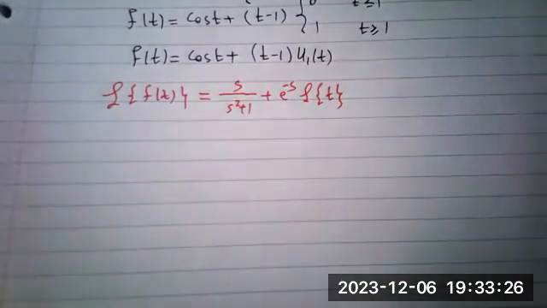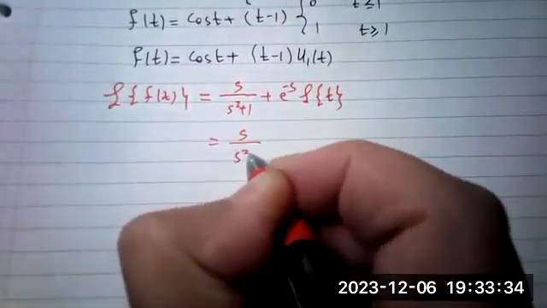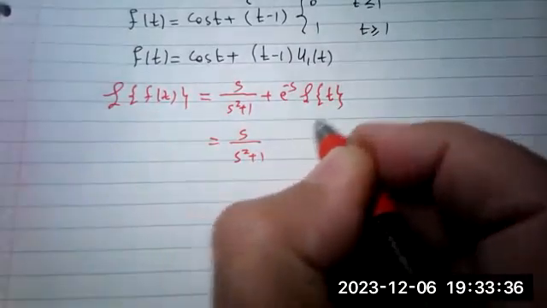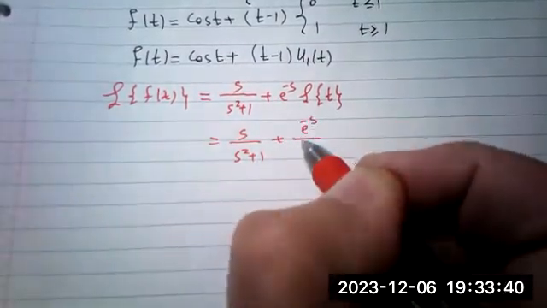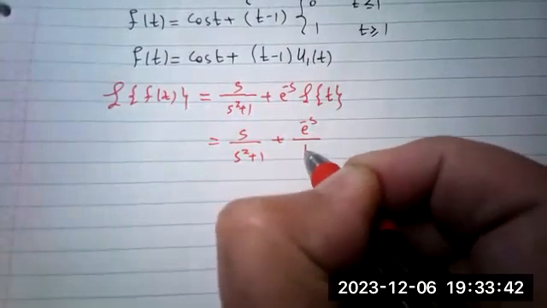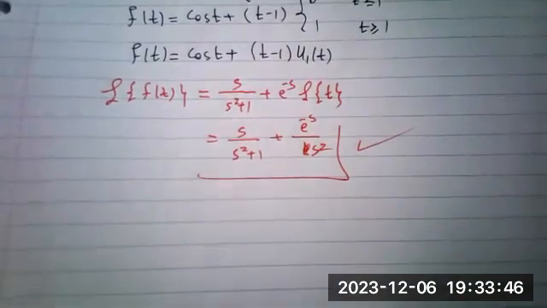Okay, x minus c u c t. That was the formula that we did have for this one. So the final answer is going to be s over s squared plus 1. What is the Laplace of the t? 1 over s squared. So that gives you the Laplace transform.